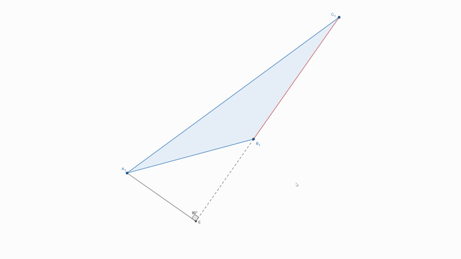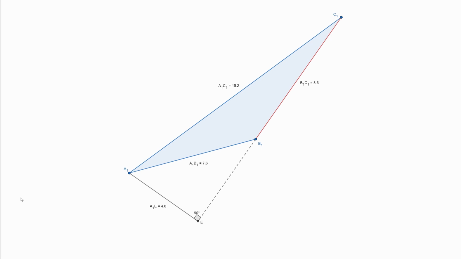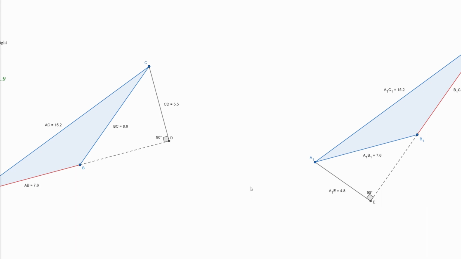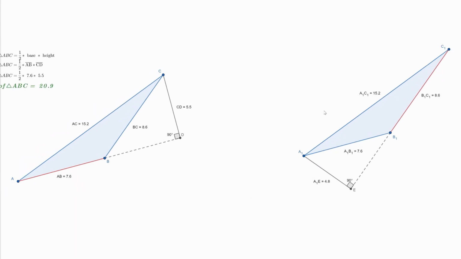So let's concentrate on this second triangle and try to calculate its area. The first thing I need to do is measure the sides and the height. Let's do that. So here it is. I have marked the length of each side of the triangle and the height. Let's compare it with the previous triangle, and you can see the lengths of the sides have not changed. Well, they should not change because it's exactly a copy of the first triangle.